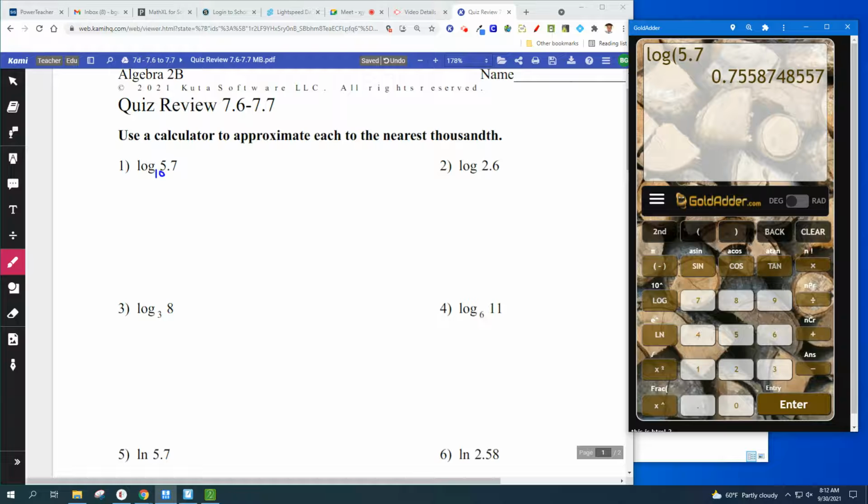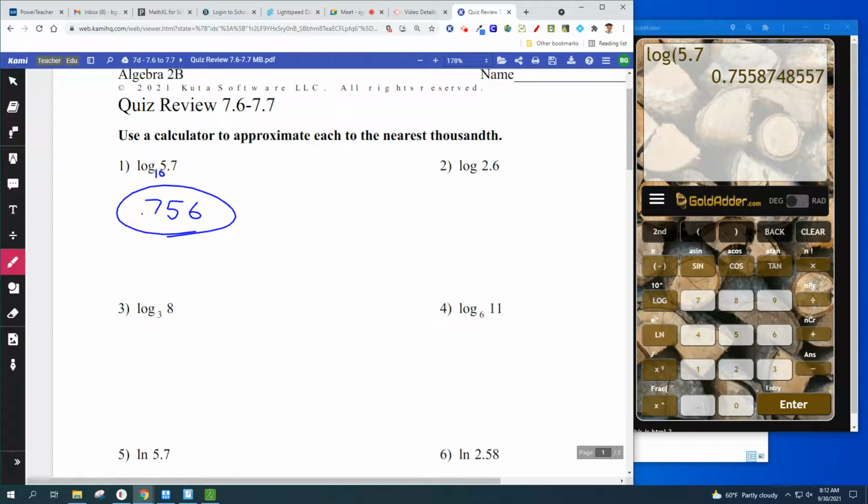But I think what's useful to know is you've just found the exponent that makes 5.7. All right, that's your answer. It says round to the nearest thousandth, that's 3 decimal places, 0.756. That is your answer to this problem.